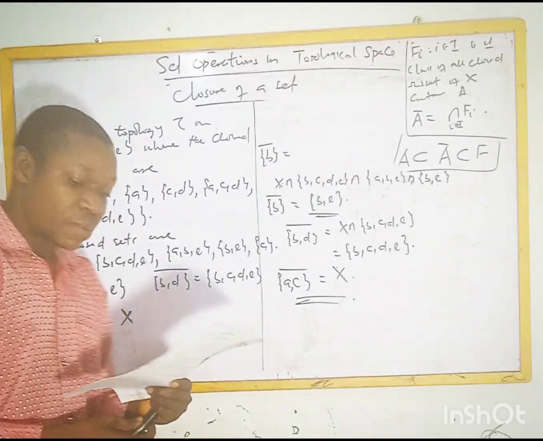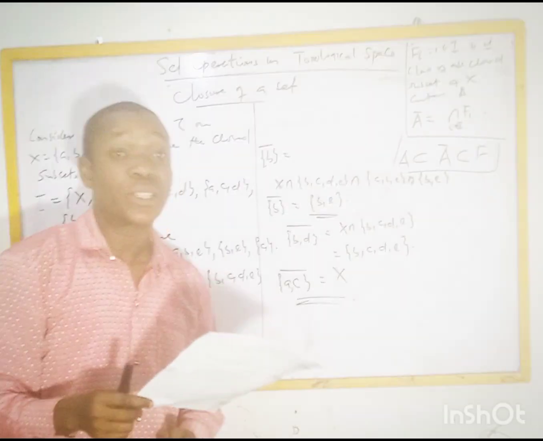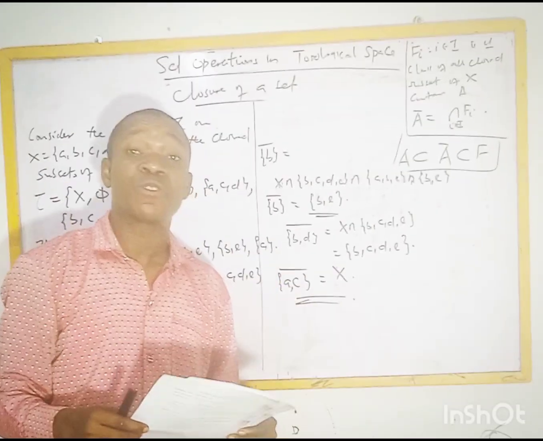So that's about the closure of the set and the accumulation point of the set.